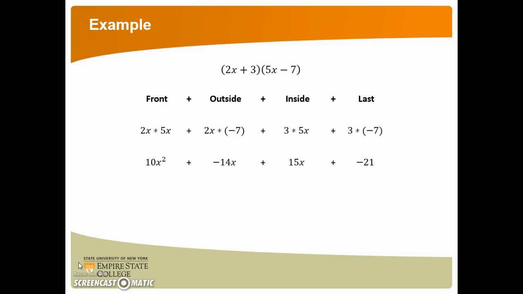Doing each of these multiplications, we have 10x squared plus a negative 14x plus 15x plus a negative 21. Combining our like terms, we have a final answer of 10x squared plus x minus 21.